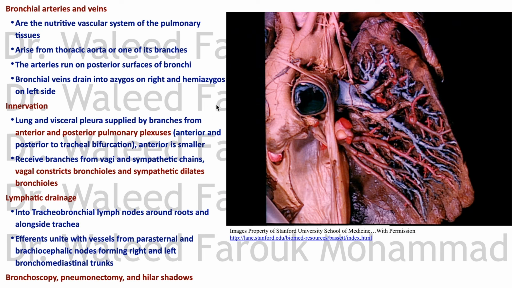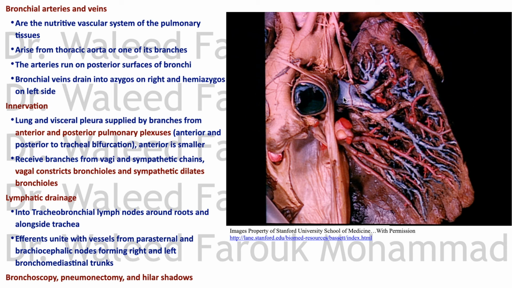The last thing to say about the lungs are the bronchial arteries and veins. Bronchial arteries are the nutritive arteries for the lung. Look, doctors, the pattern of splitting of the bronchi is the same as the pulmonary artery, and the same as the bronchial artery. But the tributaries of the pulmonary veins do not follow this pattern.